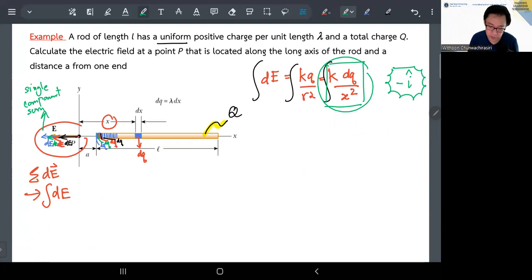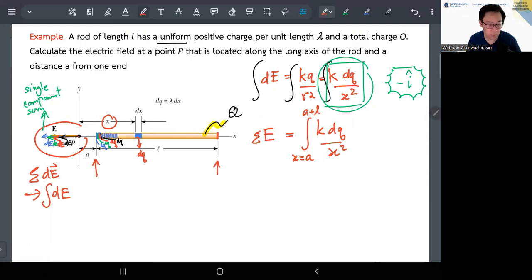Okay, I'll just keep writing. So this is what you want. The net electric field will be the integral of k dq over x squared, when x starts from the left end of the rod right here, when x equals a, and then you do the summation all the way to when you slice out the last piece of this rod, which is the right end of the rod, when x equals a plus L. You're almost done. Okay. Cool?